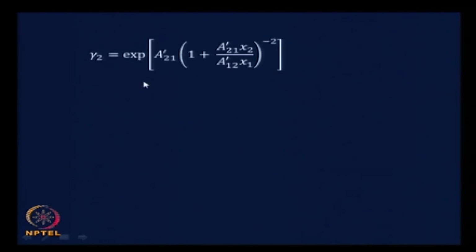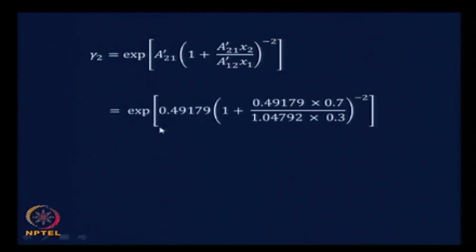And gamma 2 has a similar expression that we have already seen, which becomes exponential of A21 dash times 1 plus A21 dash x2 divided by A12 dash x1 the whole power minus 2. Substituting the values, 0.49179 for A21 dash and 1.04792 for A12 dash, 0.7 for x2 and 0.3 for x1, and doing the calculations on a calculator you will get 1.119 for gamma 2. Okay. What I would like you to note, we will note that a little later.